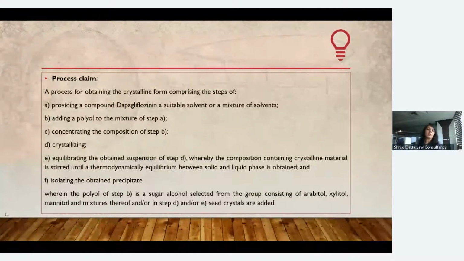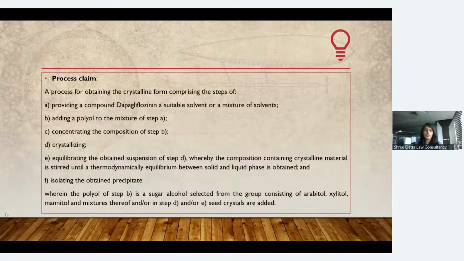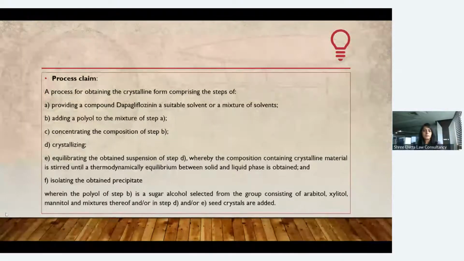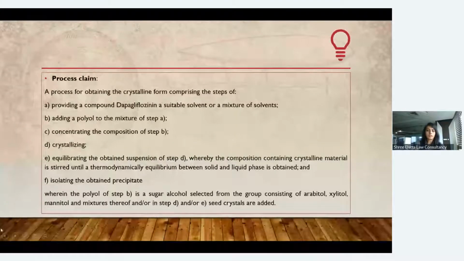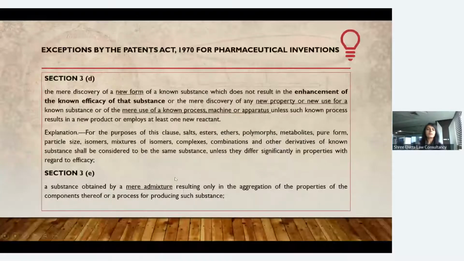Then the process related claim: a process for obtaining the crystalline form comprising the steps of providing a compound like dapagliflozin with a suitable solvent or mixture, then adding a polyol to step 1, then concentrating the composition as per step 2, then crystallizing, then equilibrium. So these are the different steps of the process, and we have to write down each step, and we have to put a semicolon over there, and in the second last step we add 'and', and then this is the last step.